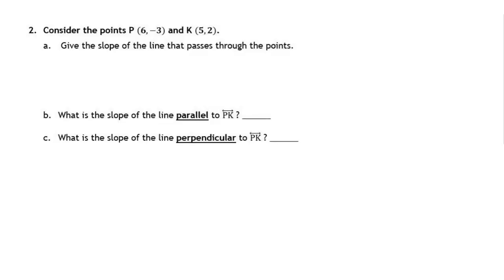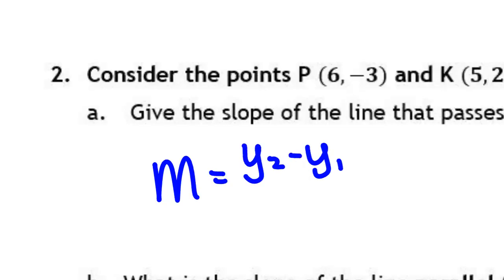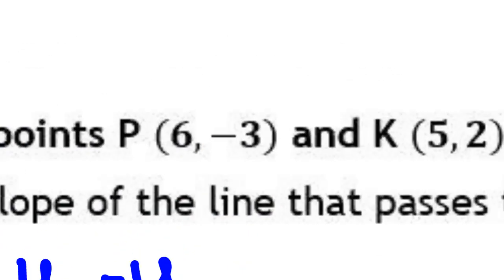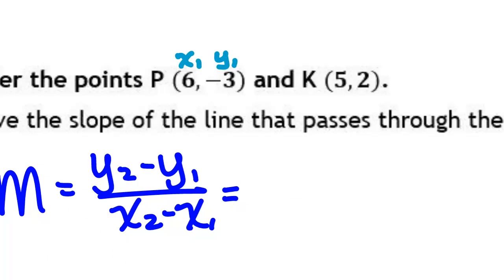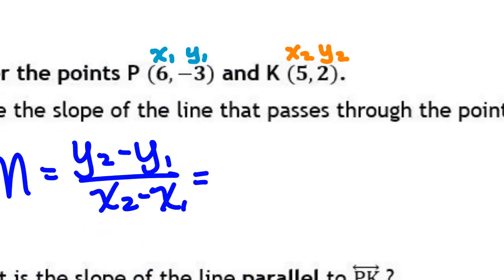We're on page 8. All right. So we have m equals y2 minus y1 over x2 minus x1. Pick out one of the points to be point 1. That would be our x1, y1. I'm going to let P be my x1, y1, but if you flip it around and do it the other way, you're going to get the same answer. It does not matter which point you call point 1 and which point you call point 2.